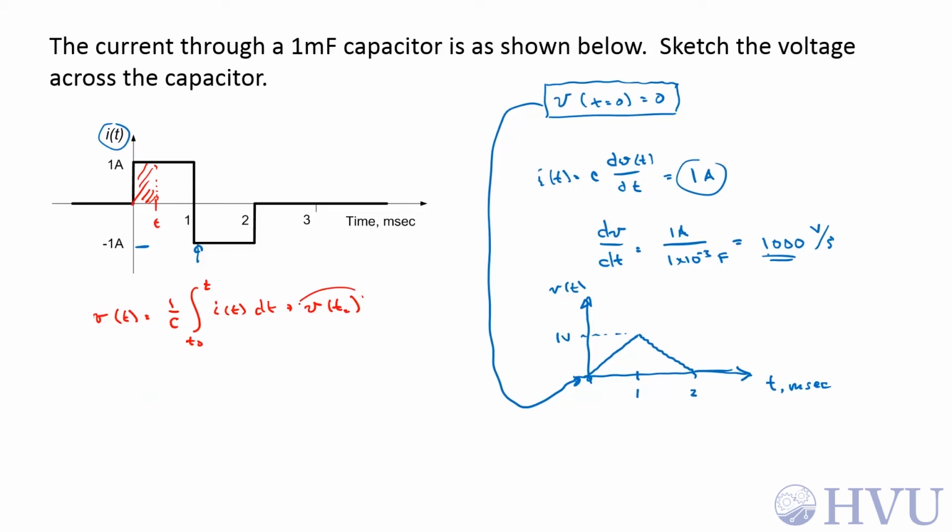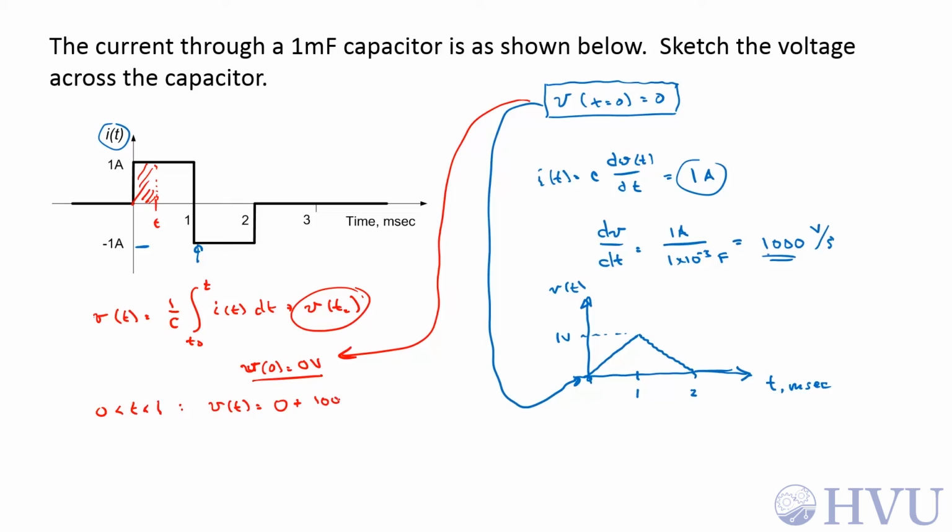Since we start out at v(t0), so v at 0 is equal to 0 volts, again per the given initial condition, then for t between 0 and 1, v(t) will be 0 plus 1,000. 1 over 1 times 10 to the minus third is 1,000. Integral from 0 to t of 1 dt. So this, again, just increases at a constant rate. When t is equal to 1 times 10 to the minus third seconds, this total integral is 1, so I get to 1 volt here.